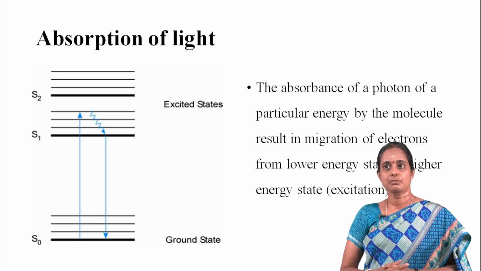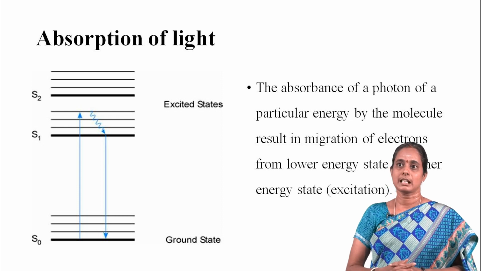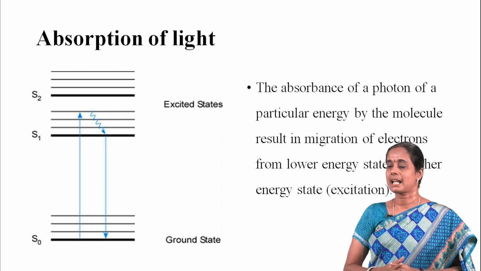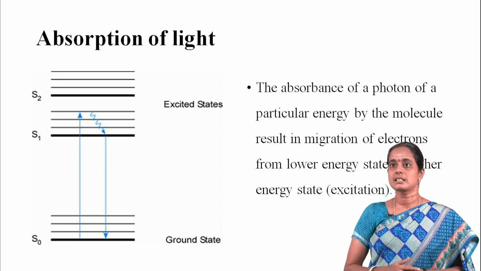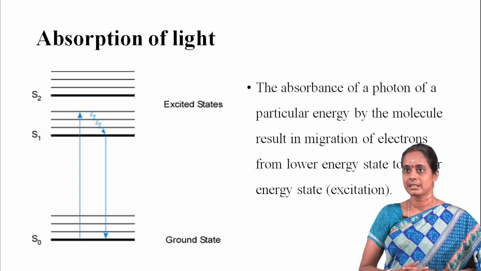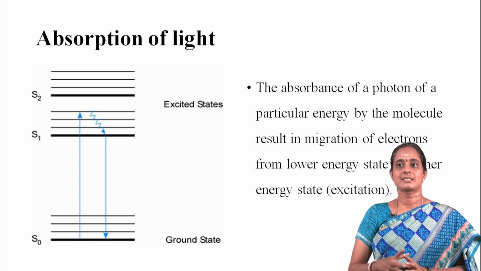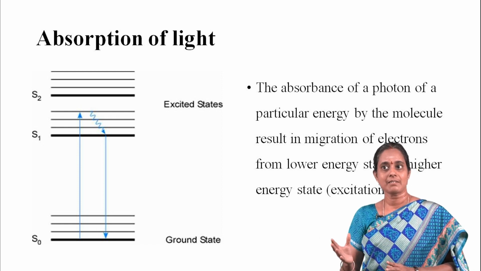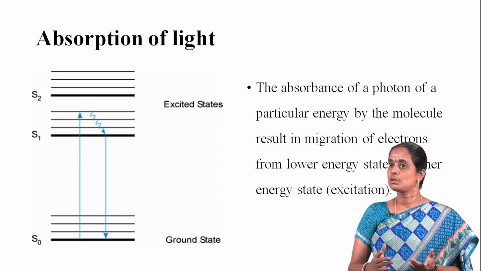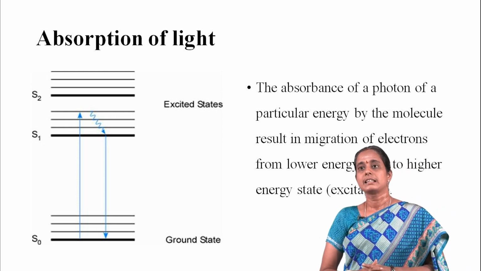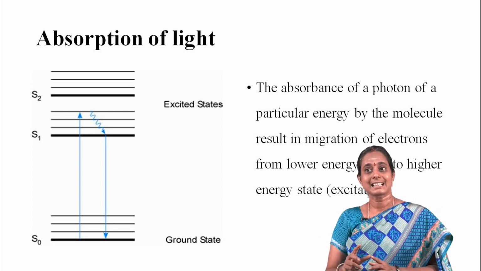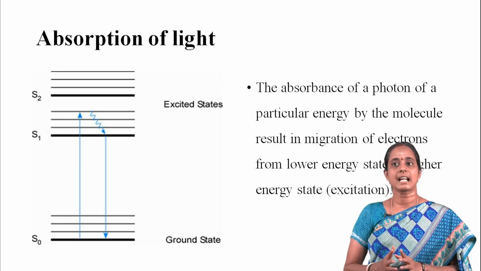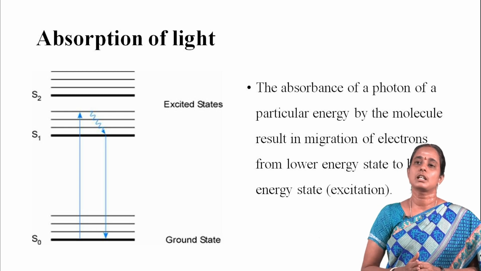Now, the absorption of light in the Jablonski diagram. The absorption of a photon of a particular energy by the molecule results in migration of an electron from a lower energy state to a higher energy state. This is indicated by a straight arrow pointing up. Only certain wavelengths of light are possible for absorption. They have energies that correspond to the energy difference between two different energy states of the particular molecule.